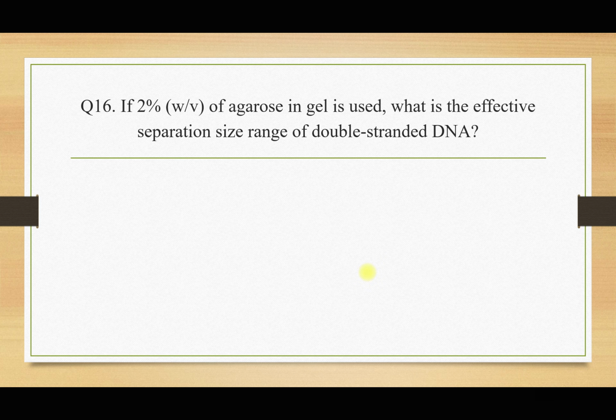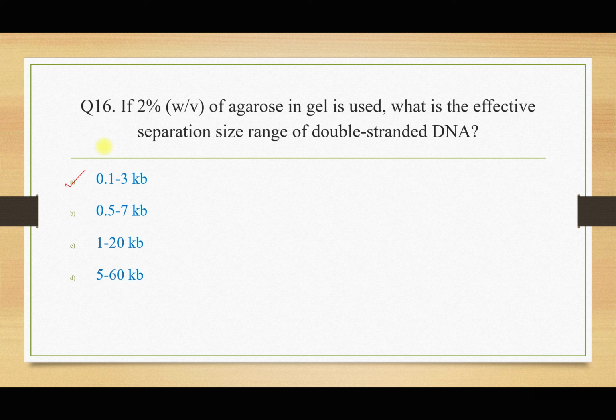Question number 16 says, if 2% weight by volume of agarose in gel is used, what is the effective separation size range of double-stranded DNA? Option A, 0.1 to 3 kb. B, 0.5 to 7 kb. C, 1 to 20 kb. D, 5 to 60 kb. The option which is correct is option A. It is 0.1 to 3 kb.